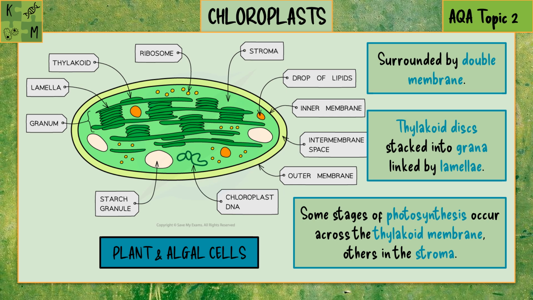Some of the photosynthesis reactions occur within the stroma of the chloroplast. Again, the chloroplast contains its own DNA so that it can code for the proteins and enzymes that are required for photosynthesis. So we've got ribosomes there too for protein synthesis, and we'll also see lipid and starch granules as the food that is made in photosynthesis.